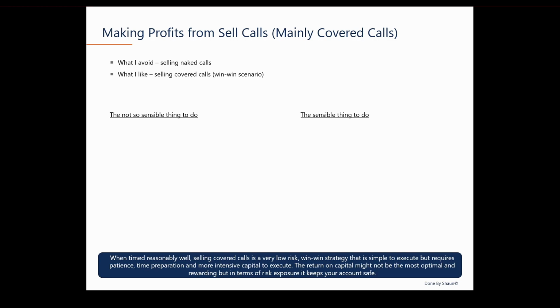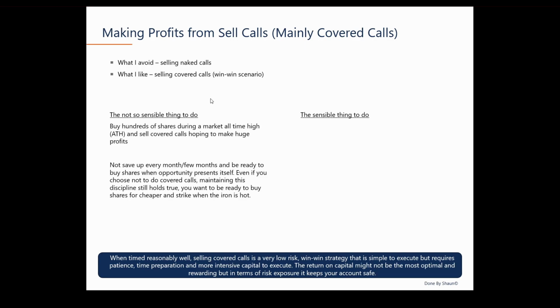It's also worth mentioning that experience comes into play here. All right, so let me run you through this. If you refer to the left side of the slide, here's the not so sensible thing to do. You can't buy 100 shares of stocks during a market all-time high and sell covered calls hoping that you make huge profits. Why? Because when you sold the calls and the market dropped, yes, you earn the premiums. However, bear in mind that you're also experiencing an unrealized loss in stocks if the market drops, right? Especially during an all-time high.